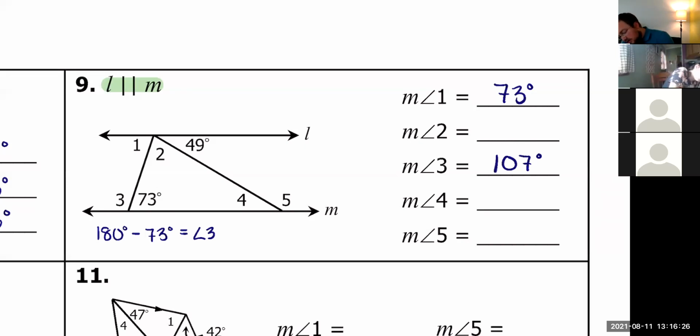Still going to skip 2, and I'm going to jump over to angle 4. Now this one's a little bit easier because if I imagine this side of the triangle as a transversal, angle 4 is an alternate interior with this 49-degree angle, which means angle 4 is 49 degrees.